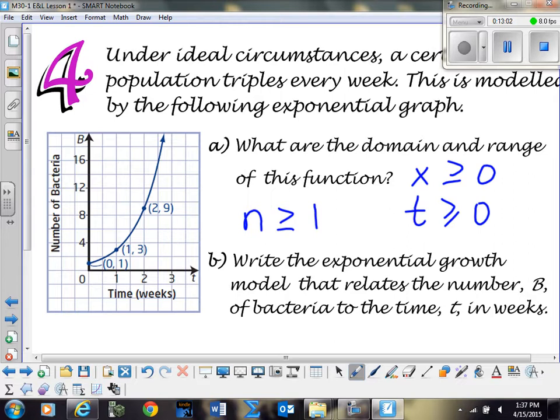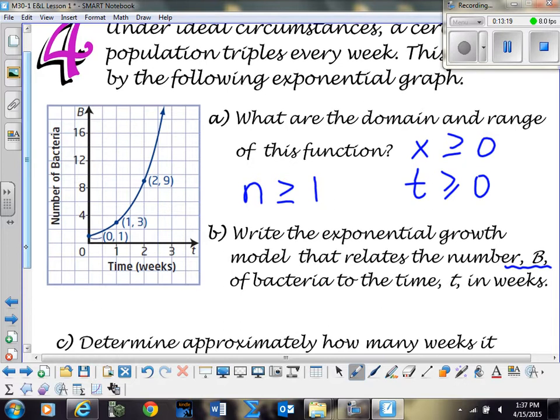Now write an exponential growth model that relates the number of bacteria to the time in weeks. They're calling the number of bacteria b, so we can change our variable to b, and we're going to relate it to time in weeks. I do have to do a quick check here. If the number of bacteria is b, then I know the base is 3, and the exponent this time is t, the time in weeks, the x variable.